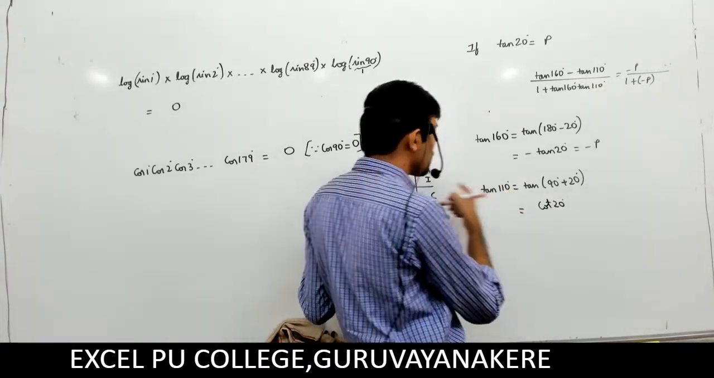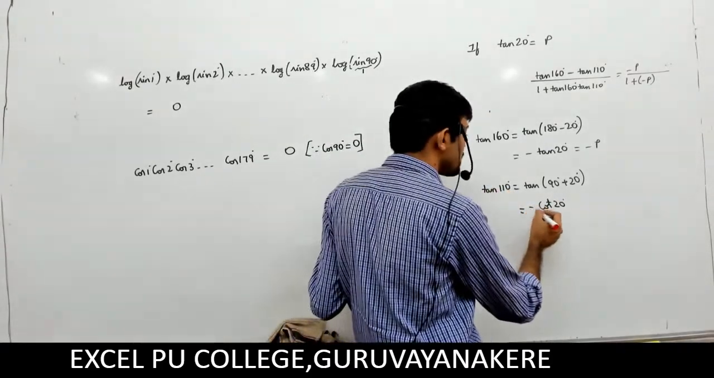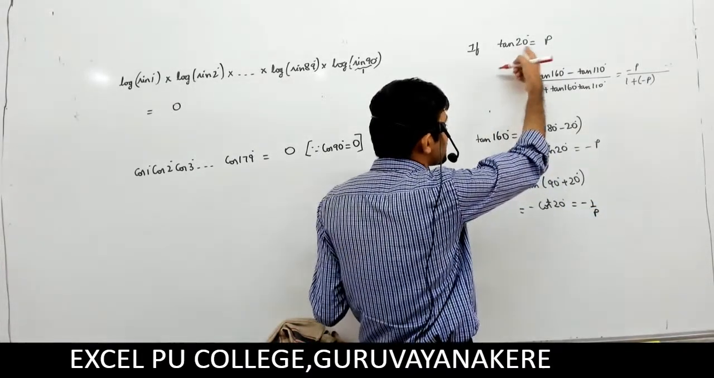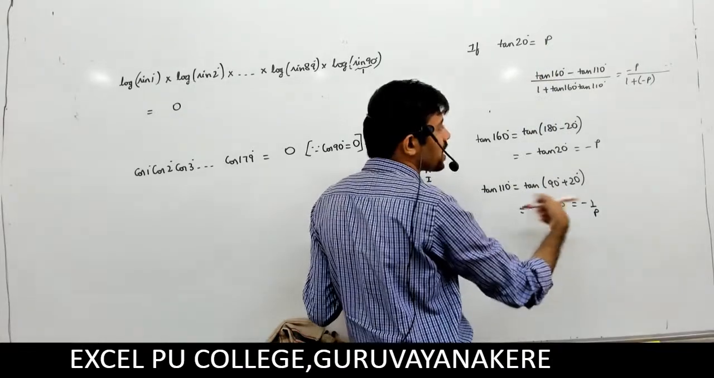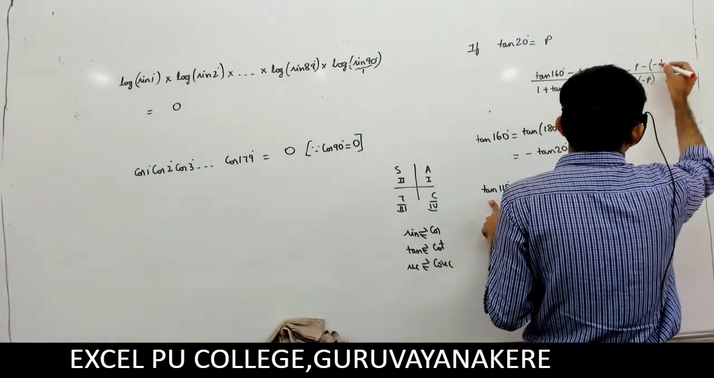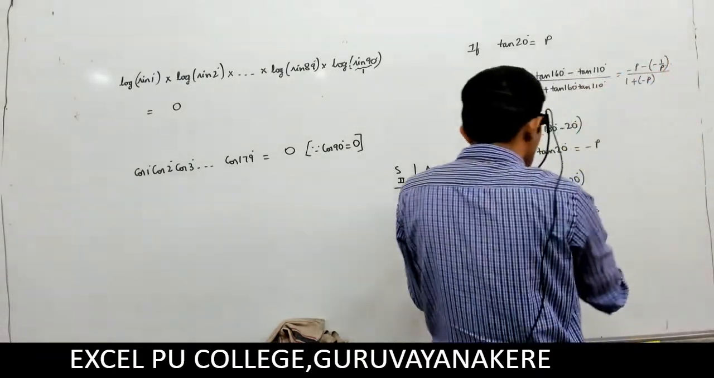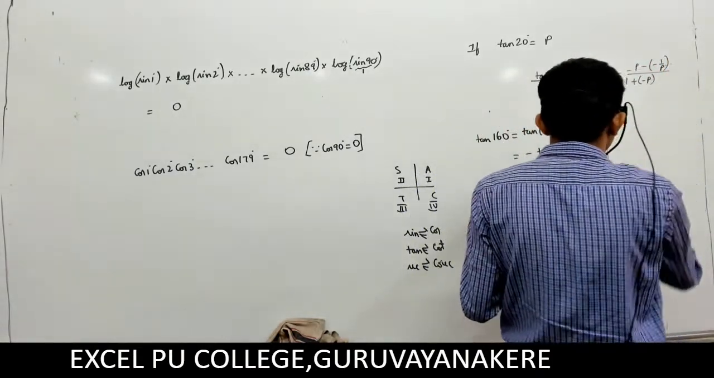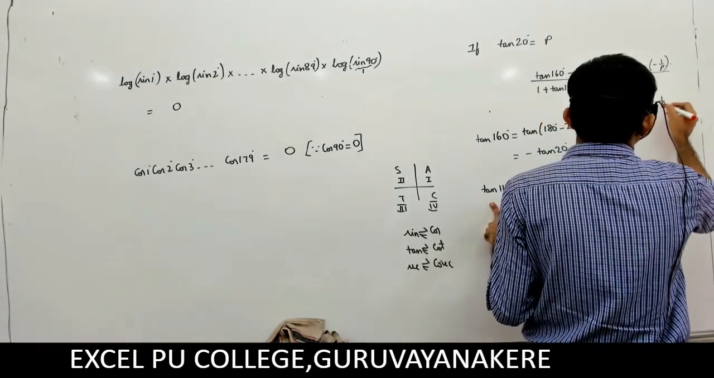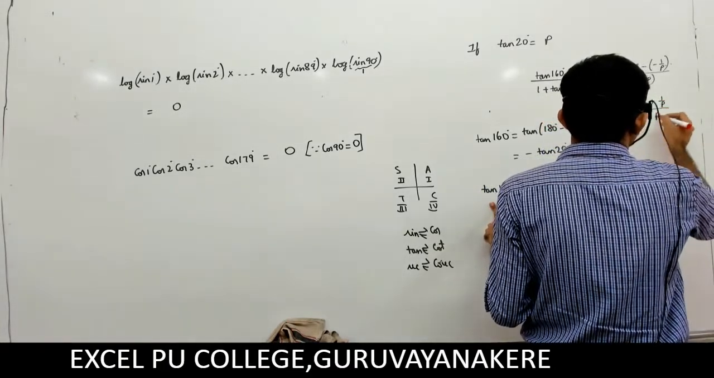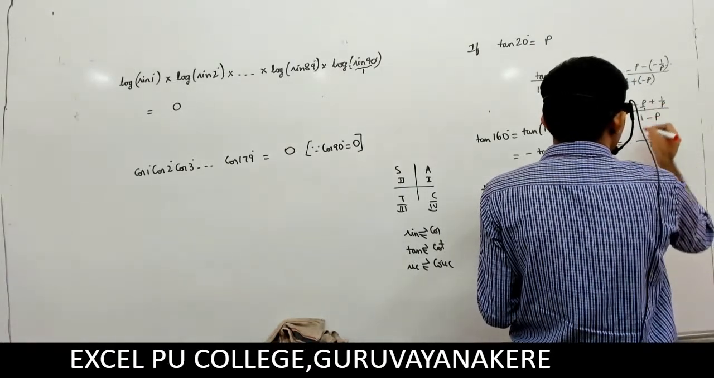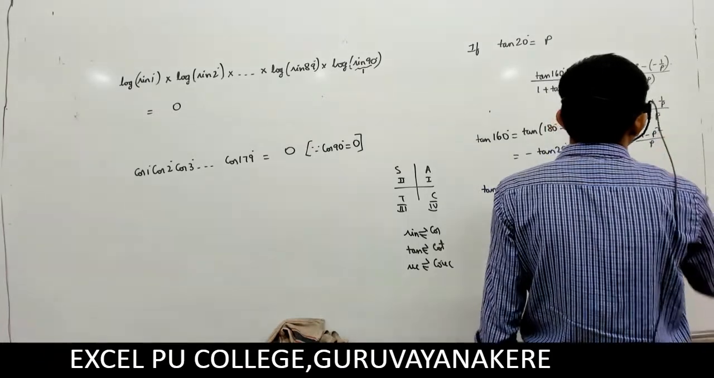110 is a second quadrant angle, and in the second quadrant tan is negative. So this becomes minus 1 by P. Because tan 20 degree is equal to P, cot 20 will be 1 by P. So tan 110 is minus 1 by P. Simplify this. What do you get? The numerator is minus P plus 1 by P; the denominator is 1 minus P into minus 1 by P. Take LCM P in the numerator: 1 minus P square.